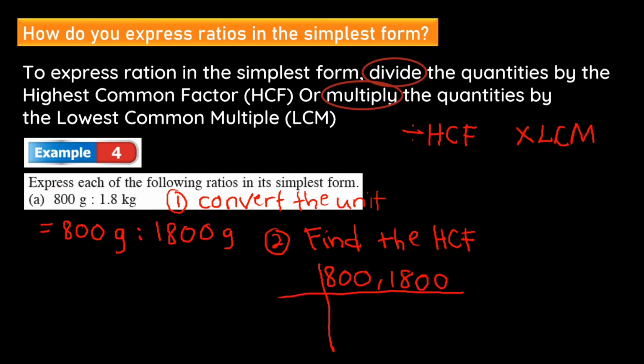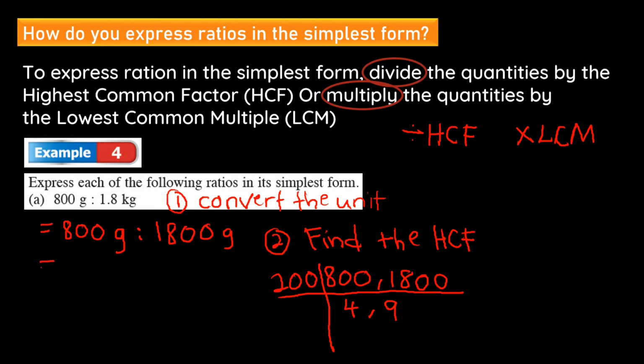I can see that these are 800 and 1,800. We can divide them by 200, so that we get 4, and 1,800 divided by 200, we get 9. This 4 and 9, we cannot divide with any round number anymore, so we stop the repeating division there.